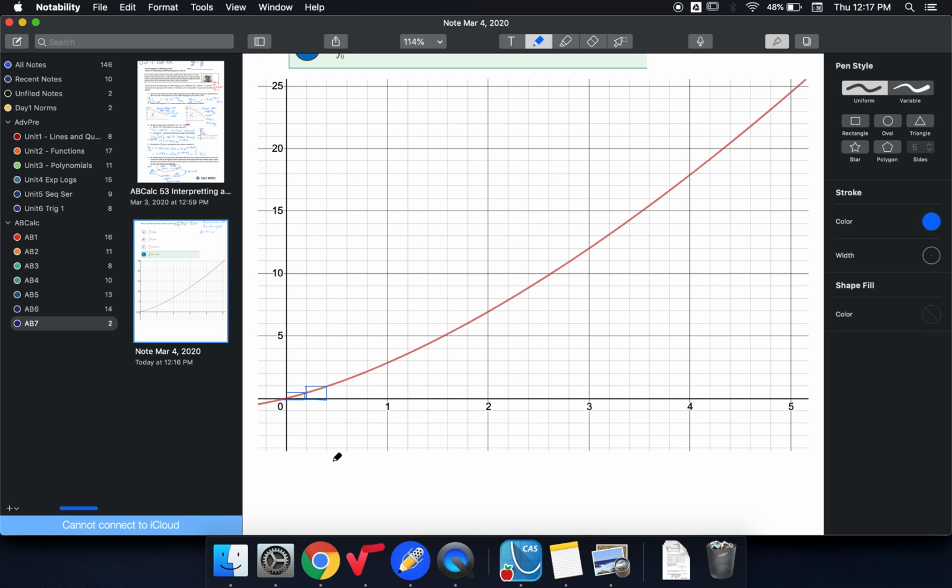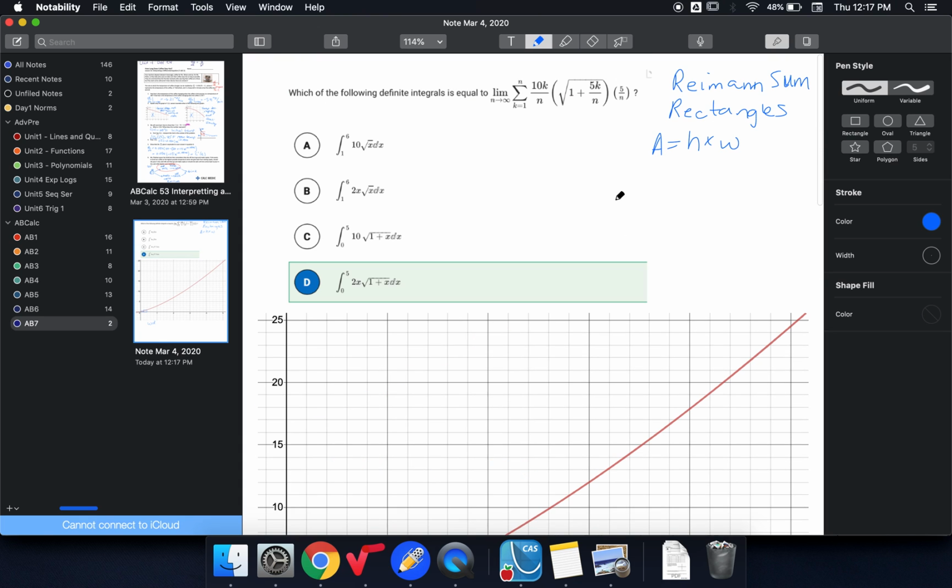So my total width is 5, and each rectangle is going to be 5 over n, because I'm going to make n rectangles with an equal amount of width. And where I got that, looking at this equation, is seeing this bit here. So this bit that has no k in it is going to be the width of every rectangle. The 5 tells me the total width of the area.